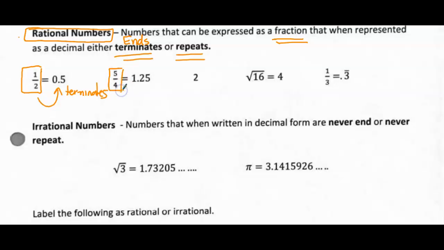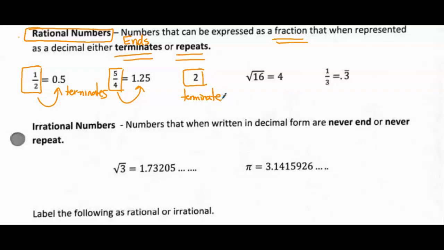5/4, it's a fraction. That's rational. It turns into a terminating decimal. That's rational. The number 2, it terminates. It ends. That is rational.